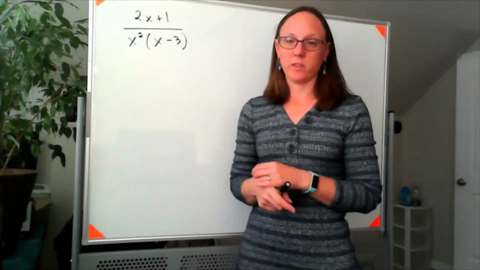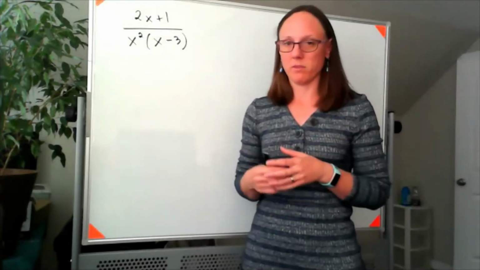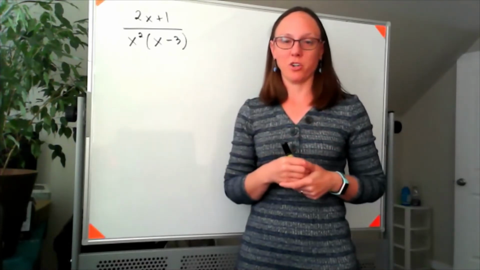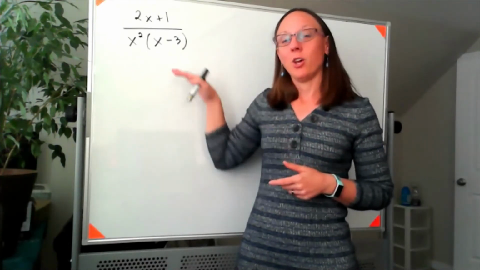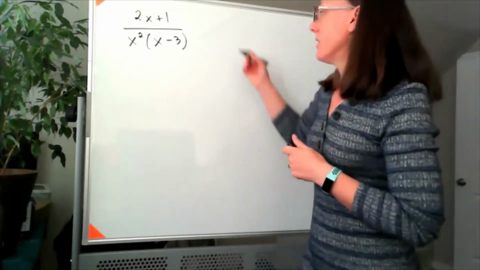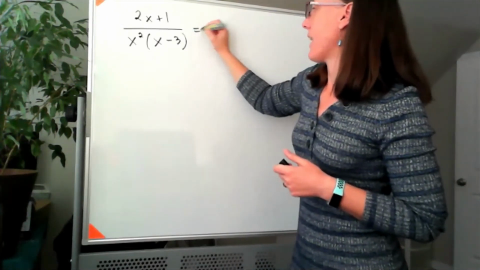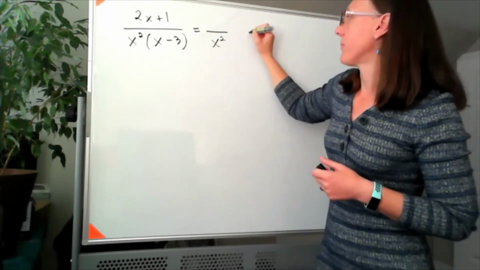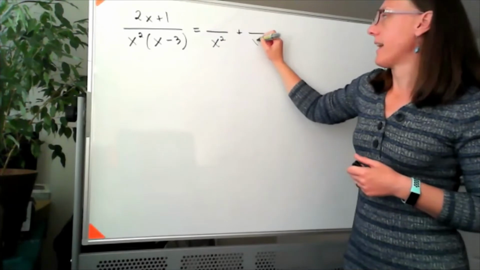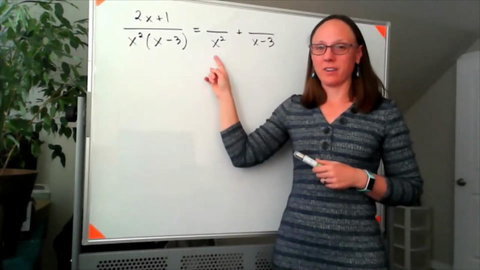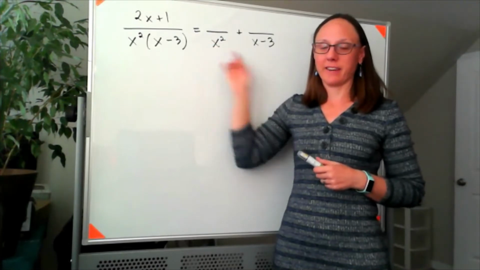You could check for a u substitution. It's not a u substitution. The bottom's already factored for us. Let's just assume we're on a partial fractions kind of roll. Well, when I look at this, I can see 2 denominators, right? I can see that I'm going to have an x squared and an x minus 3. But it's that x squared that I want to talk about for a second.